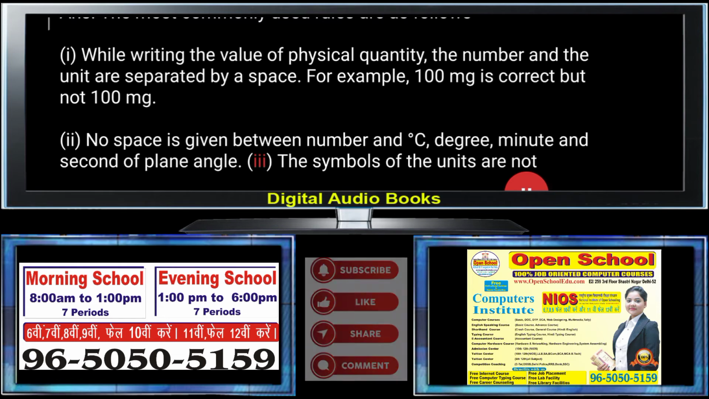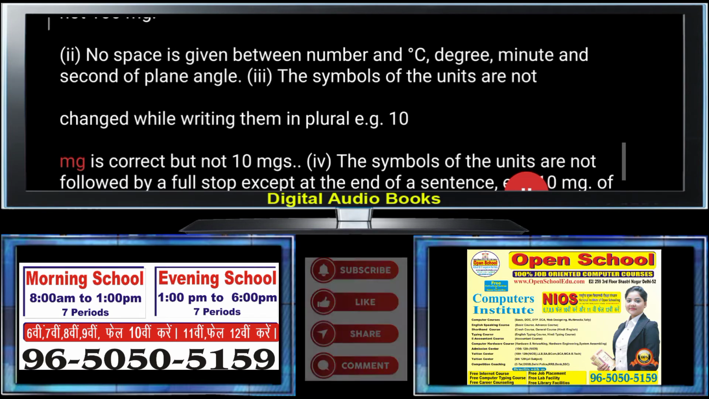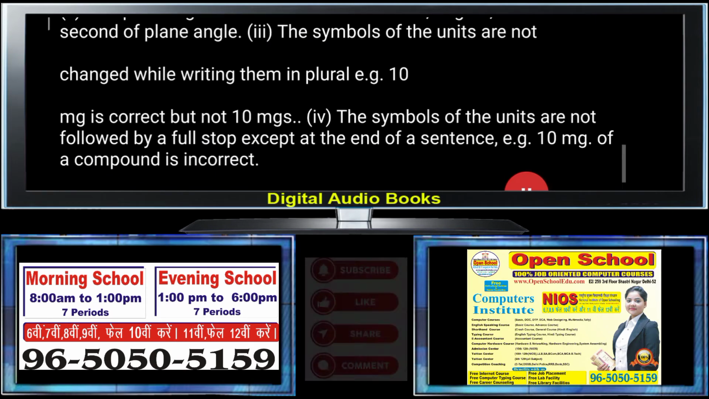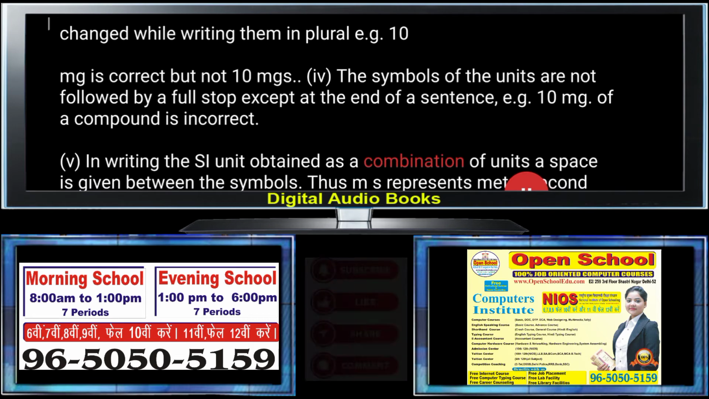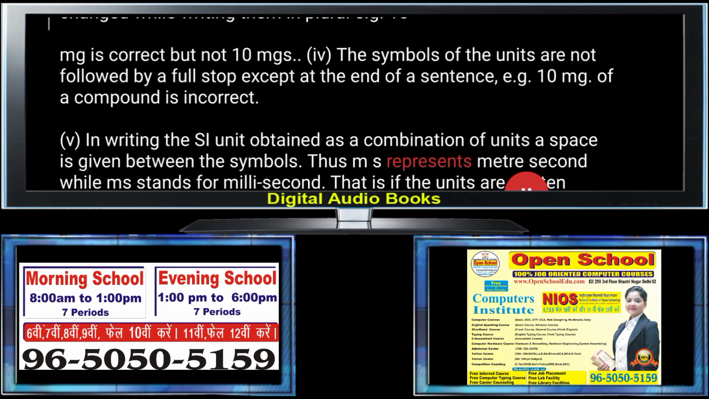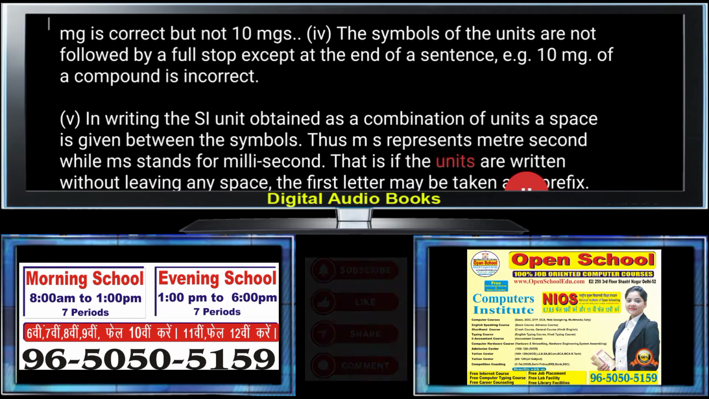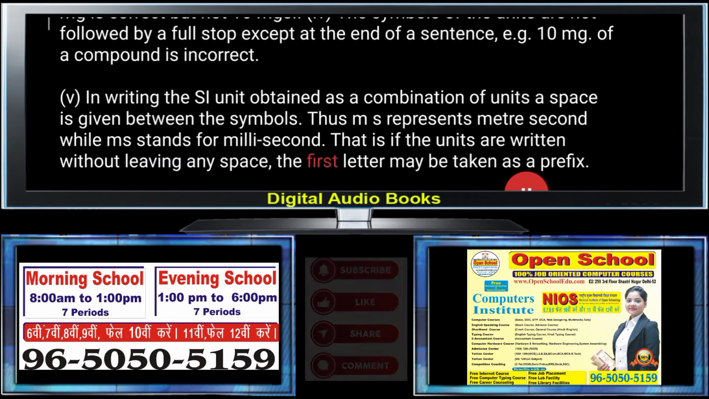III. The symbols of the units are not changed while writing them in plural, e.g. 10 mg is correct but not 10 mgs. IV. The symbols of the units are not followed by a full stop except at the end of a sentence, e.g. 10 mg. of a compound is incorrect. V. When the SI unit obtained is a combination of units, a space is given between the symbols. Thus m s represents meter second while ms stands for millisecond. That is, if the units are written without leaving any space, the first letter may be taken as a prefix.